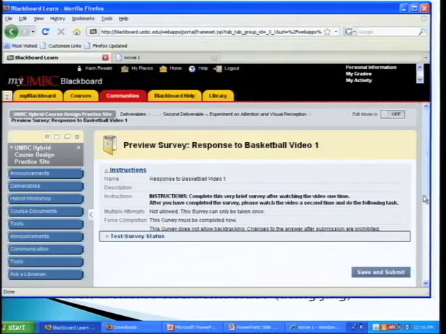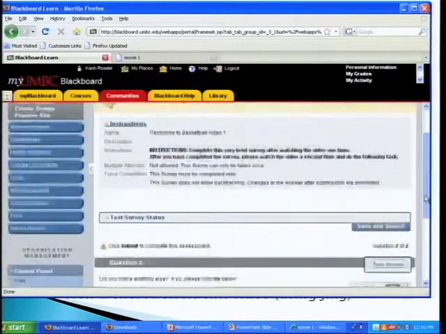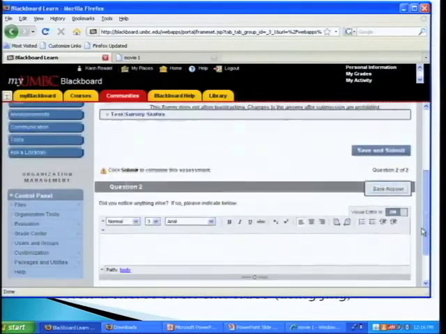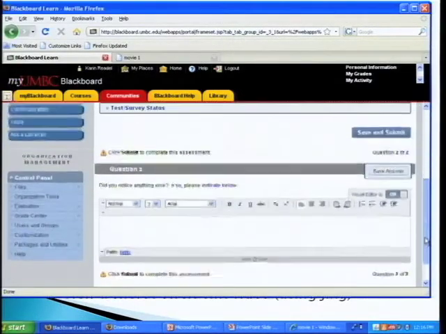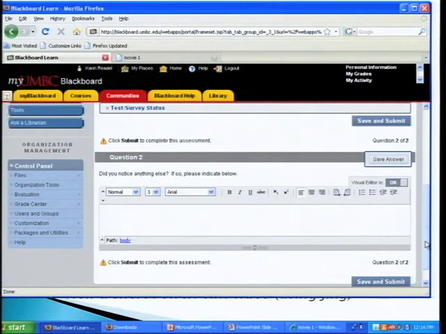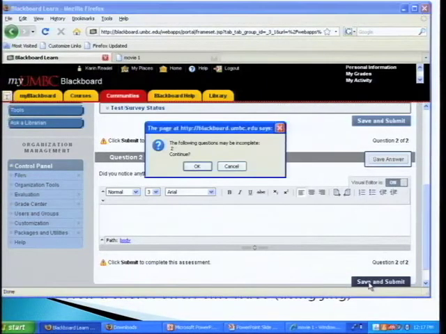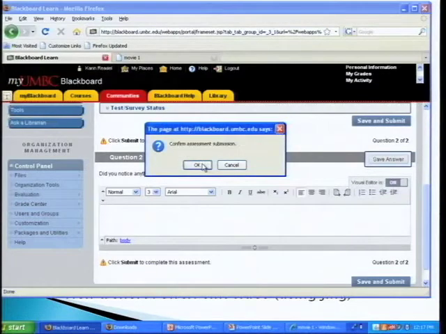And then I think that's all it is. There should be a second question. Oh, did you notice anything else? If so, please indicate below. So at this point, everyone would be inputting their own answers, and they wouldn't have been discussing it. We'll talk about that in a moment. What we're going to do then is they'll submit it. We'll be okay with that.